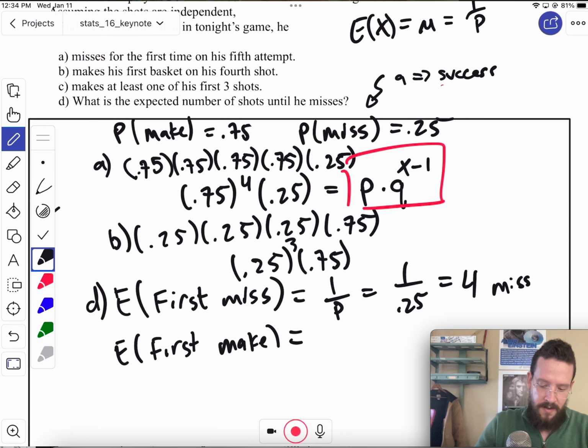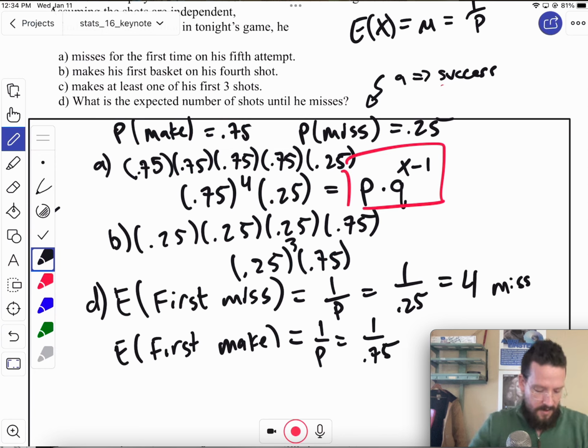So this would be 1 over p. What's the probability of a make now? We can just flip what our p's are. So this is 0.75. Do I have this on hand? No, I don't. So what's 1 divided by 0.75? This is probably some number that I'm embarrassing myself for putting in the calculator, but YOLO. So this is 1 and a third, 1.33 shots until a make.